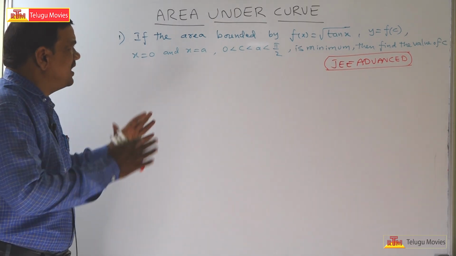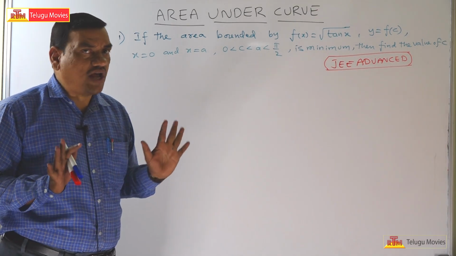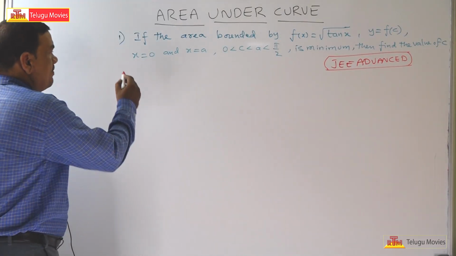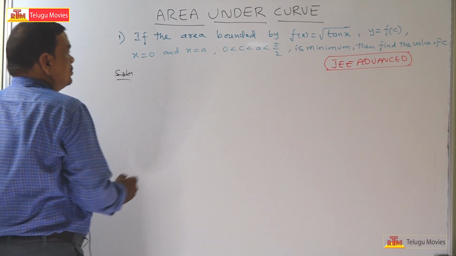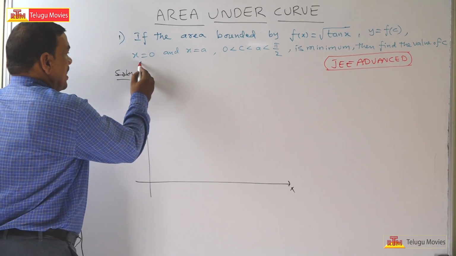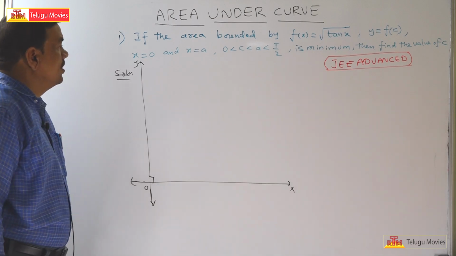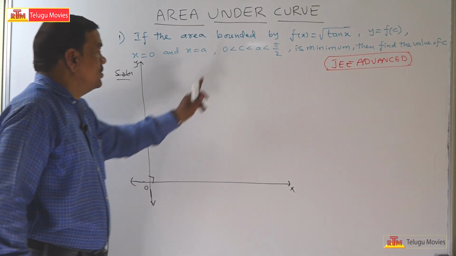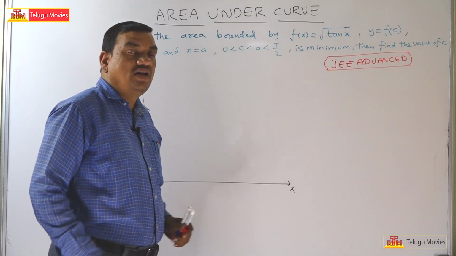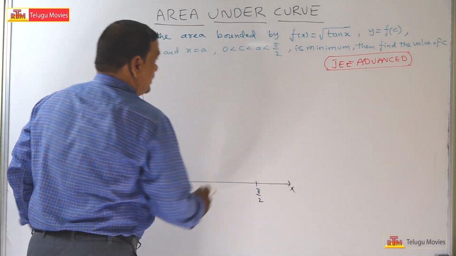First of all, whatever the problem on area under curve, you have to draw a neat, legible diagram. So let us draw the diagram for this problem. Coming to the solution, here is your x axis and y axis, and the origin. First, 0 < a < pi/2, that means our interval is from 0 to pi/2.